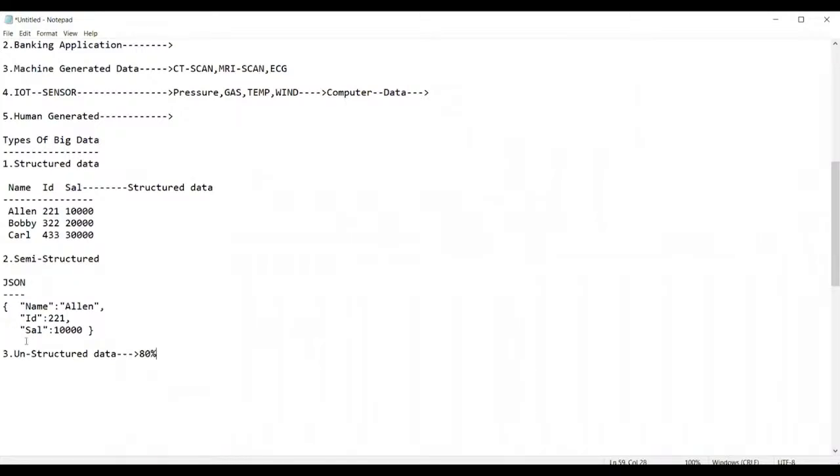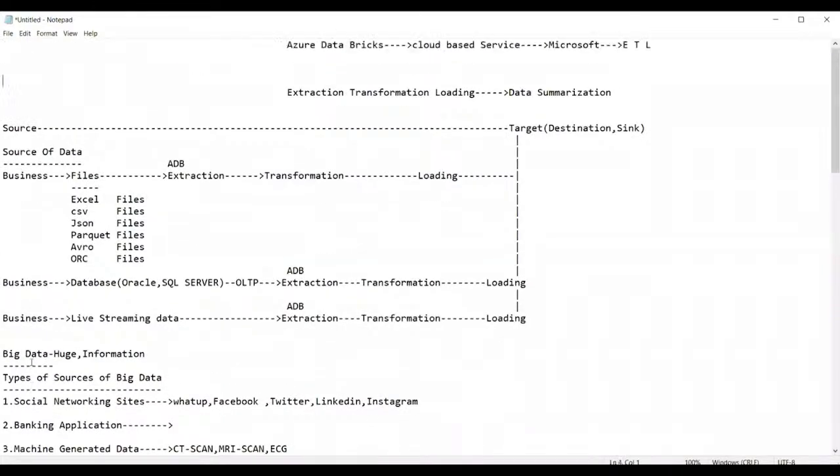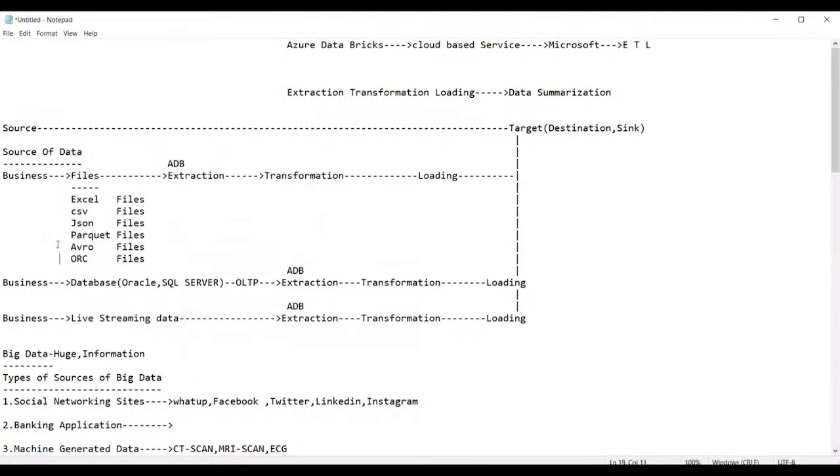So, guys, these are the types of big data we can have: structured, semi-structured, and unstructured. These can be placed into files or databases, or we can extract them from live streaming, and process them further as it is. So this is how the entire structure works. Is everyone clear with this, guys, or do you have any doubt? You can ask me now. Yes, guys, tell me.